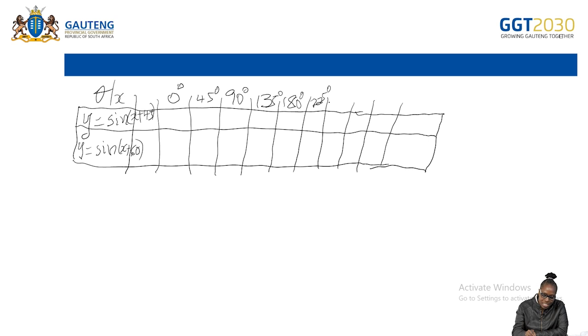225, 270, 315, because I said my interval is 45 degrees, and I go to 360. So what I do here, I will use my calculator to find my values when my x is 0 and I add 45. So it's a sine graph of my x as 0 plus 45. It gives me root 2 over 2, which is 0.71.